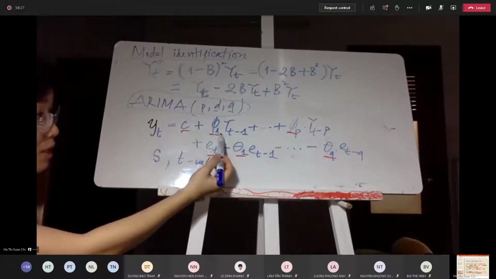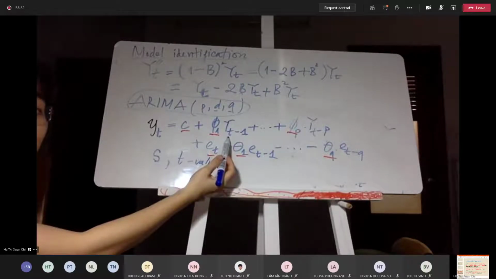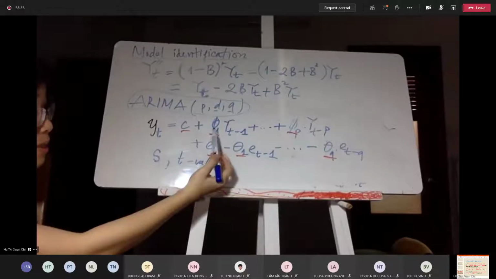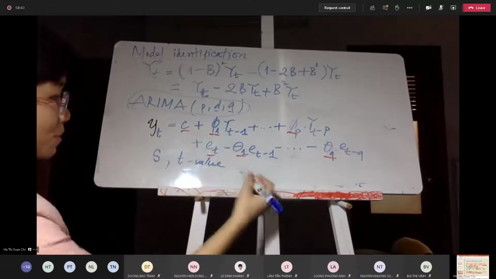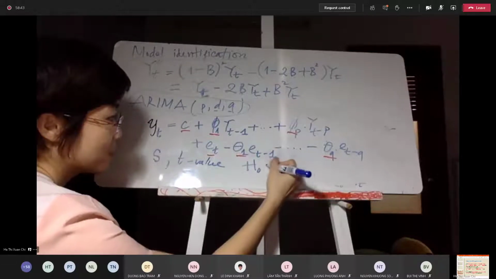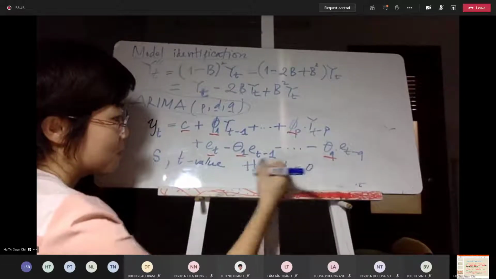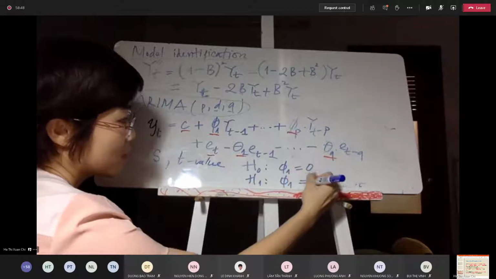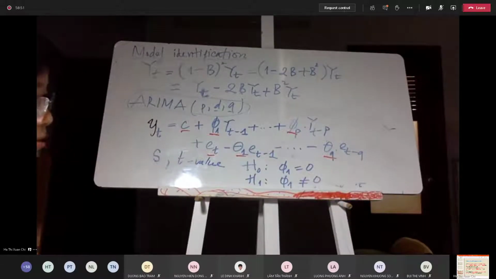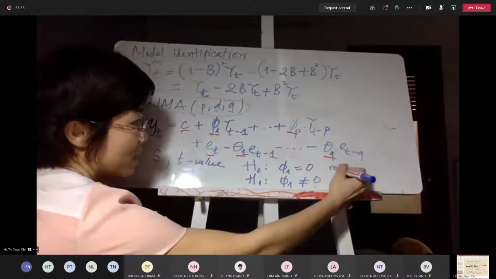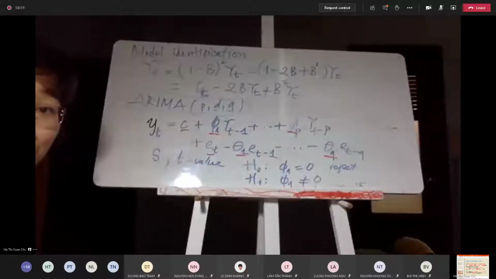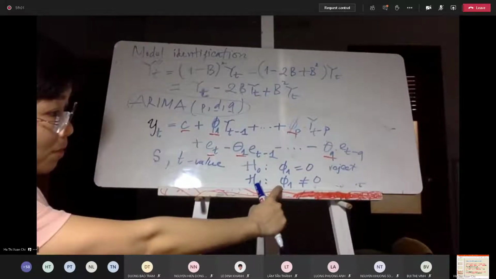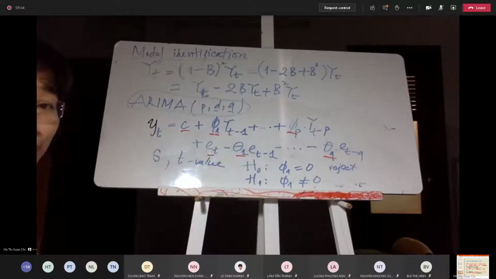So if you reject the null hypothesis, it means phi1 is not equal to 0. For example, here you have the hypothesis equal to 0, and the alternative is different from 0. If you reject that, so phi1 is different from 0, so we keep phi1 here in the model, okay?